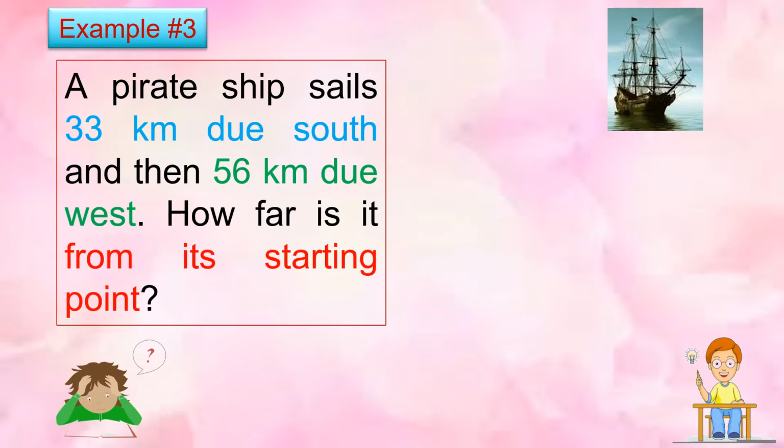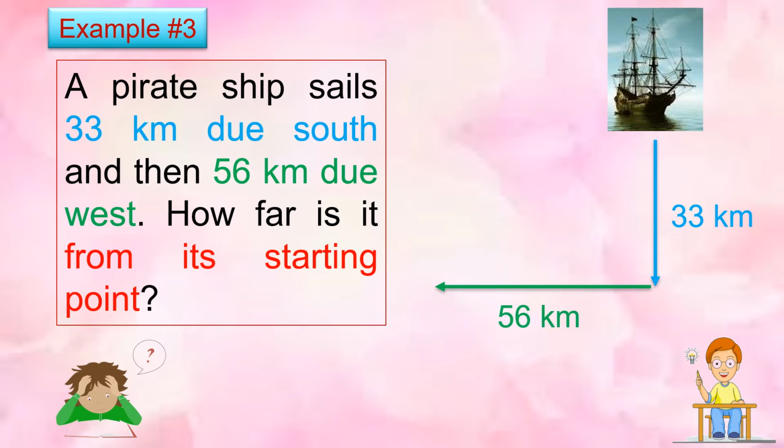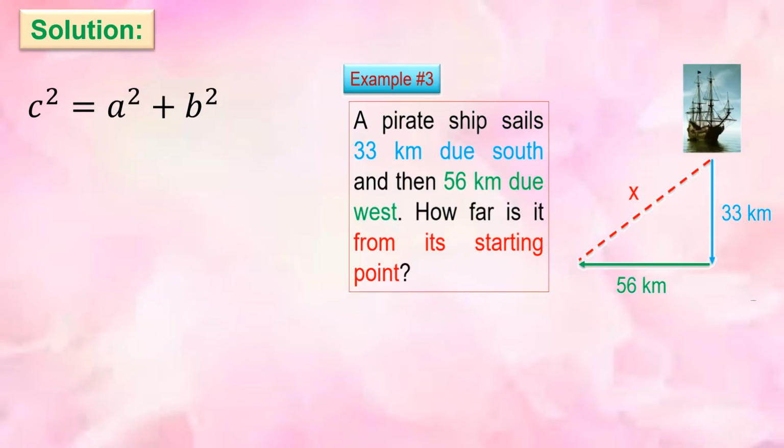A pirate ship sails 33 kilometers due south and then 56 kilometers due west. So how far is it from its starting point? So we are going to compute for side x. To compute for side x, we are going to use c squared is equal to a squared plus b squared since we are looking for the hypotenuse. Substituting the values, so we get 33 squared plus 56 squared.